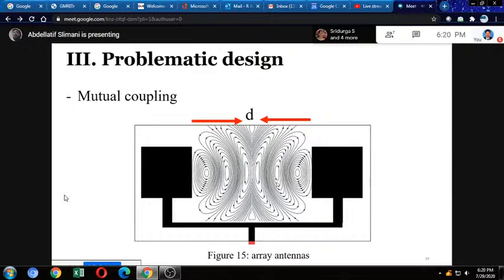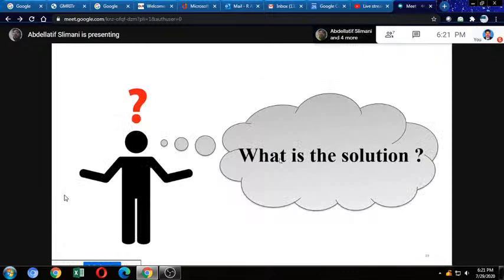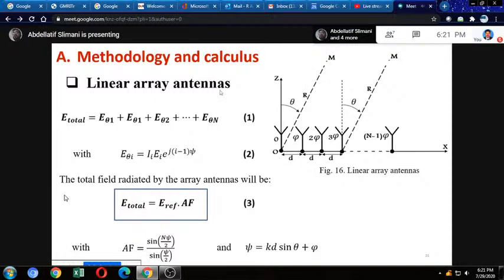So what is the solution? How can we work with array antennas? What we are doing is studying the inter-element distance. We search for the best inter-element distance that gives us high radiation performance with minimum secondary lobes, and after that we search for a method or technique to decrease the mutual coupling between radiating elements. So the solution: methodology and calculus.